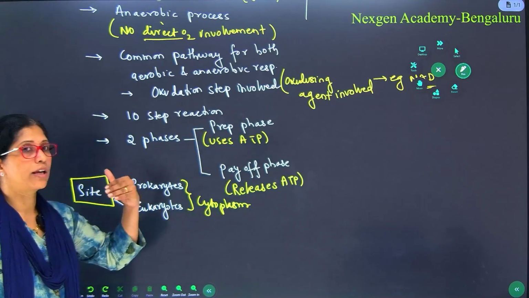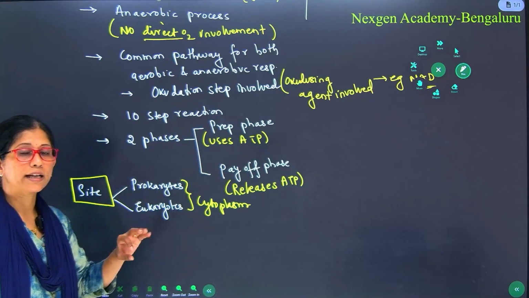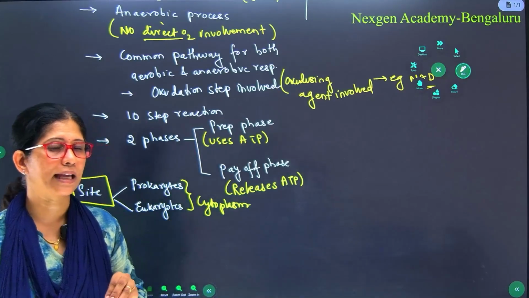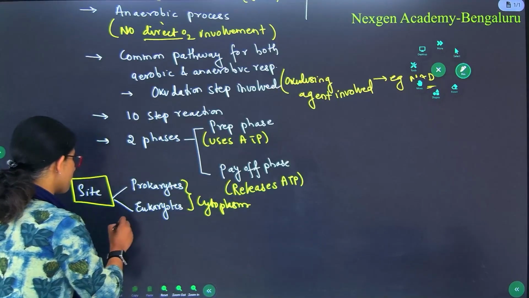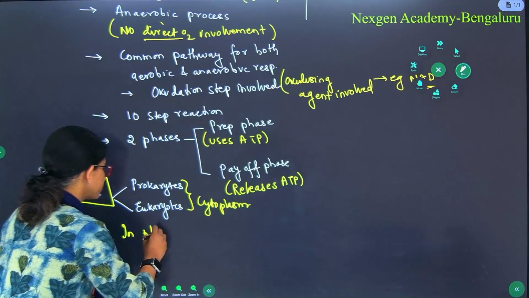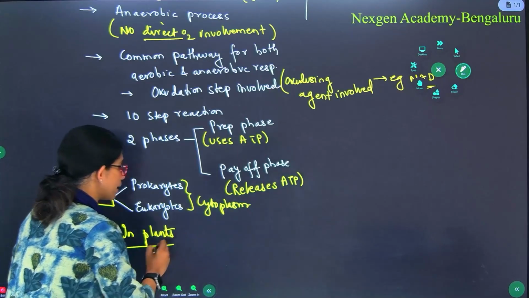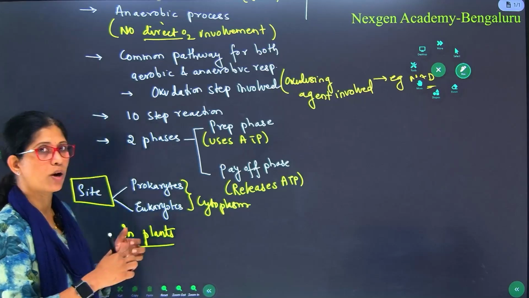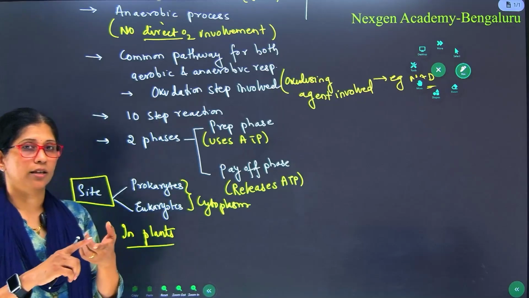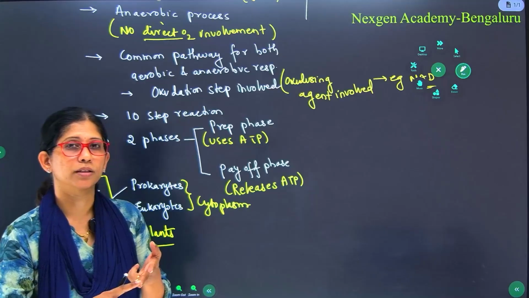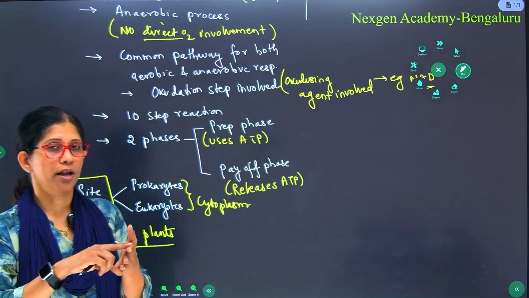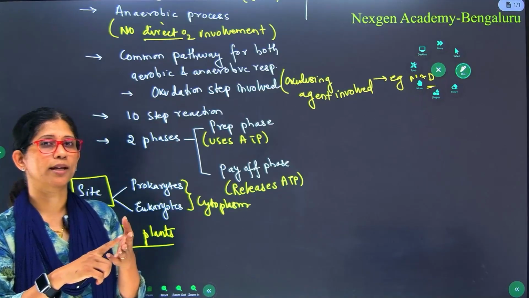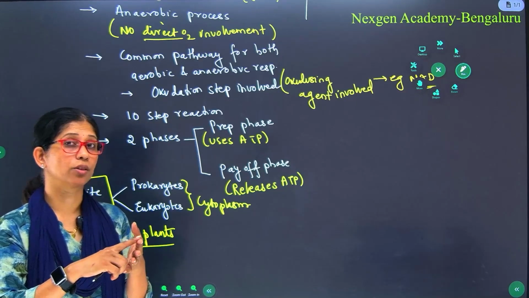Now before we go into the process, we should know what kind of substrate primarily enters the glycolytic pathway in plants. In plants, when we talk about the different types of substrates which can be used in the respiratory pathway, all the biomolecules can be used. Plants can use carbohydrate, lipid, and protein. But lipid and protein are not primary substrates for respiration. They are only used when carbohydrate is missing or not present.